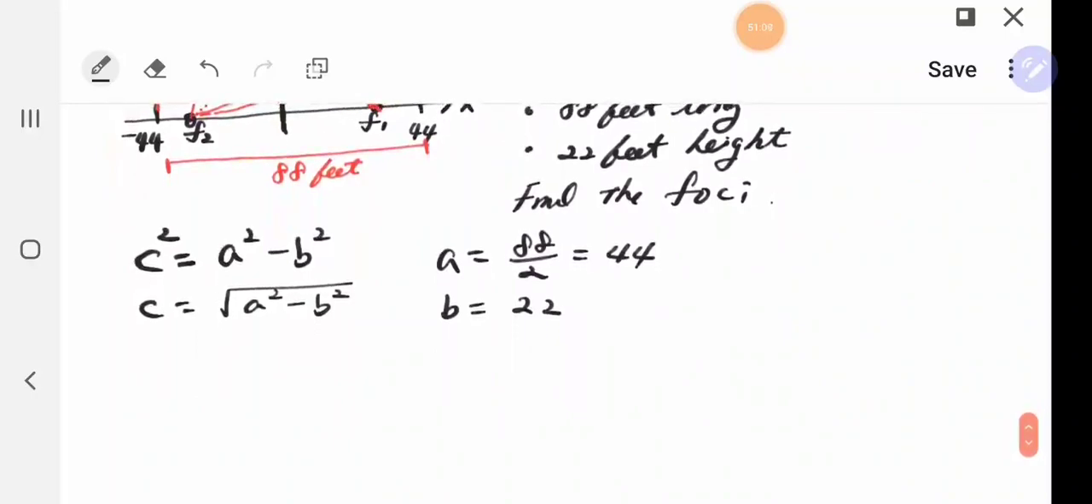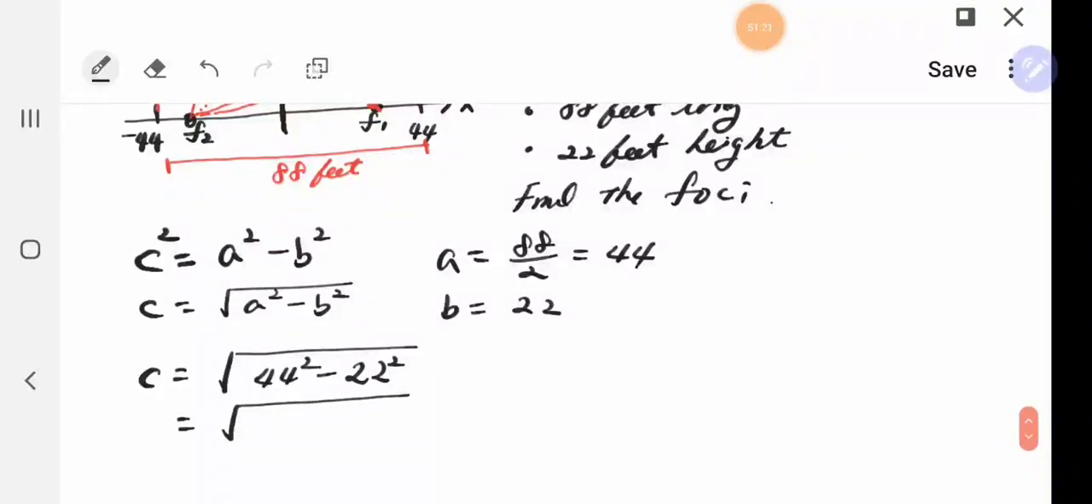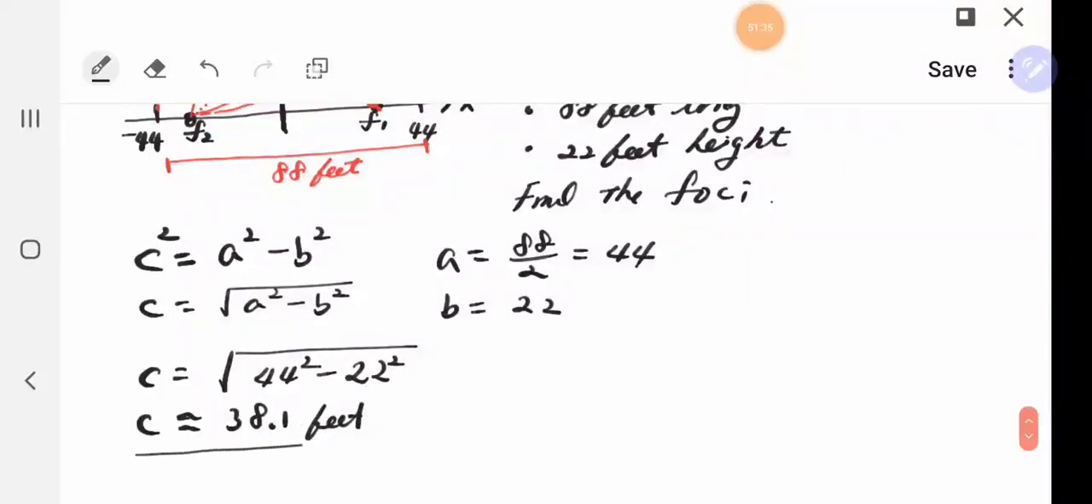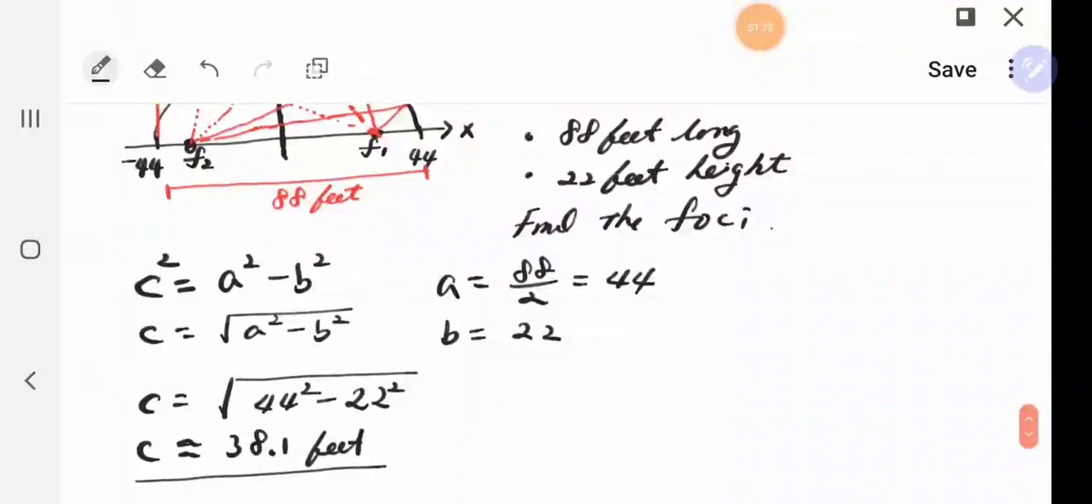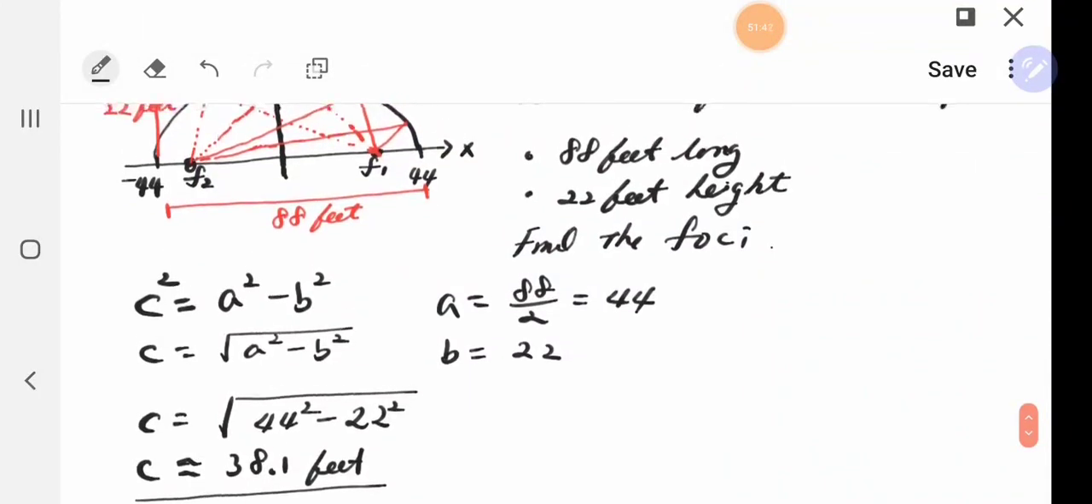So c is equal to the square root of 44 squared minus 22 squared. Let's use a calculator so we can find the c value. Then c is approximately equal to 38.1 feet. So the focus will be 38.1 feet away from the center, positive 38.1 feet and negative 38.1 feet.